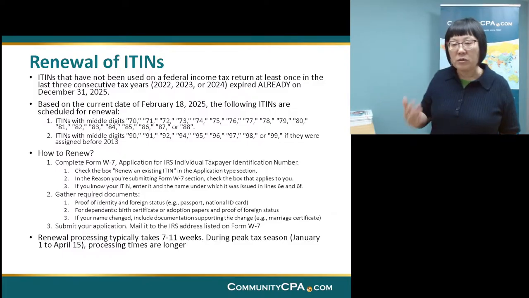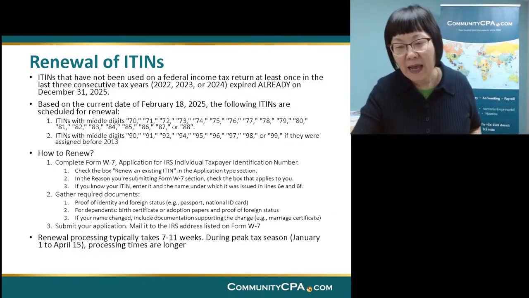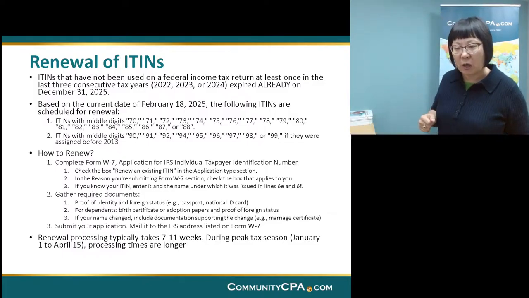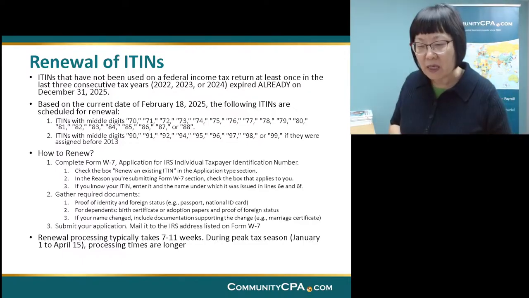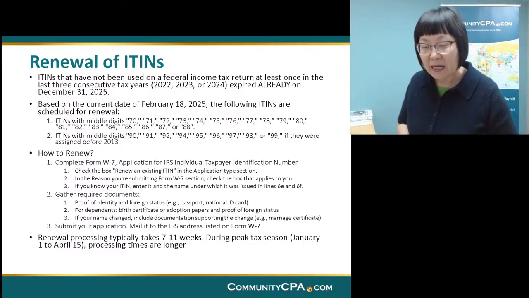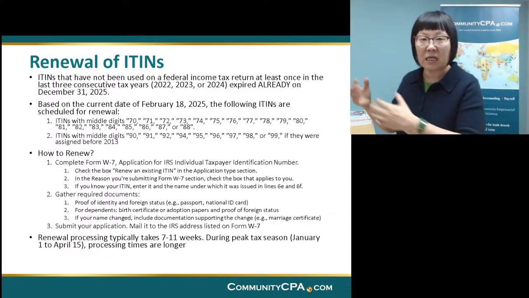How to renew, you also complete W7. Here I have some detailed bullet points for you to know. And gather the required documents. Those are also things that you need to have. Submit the application and mail it to the IRS.